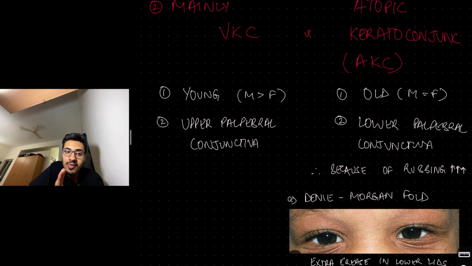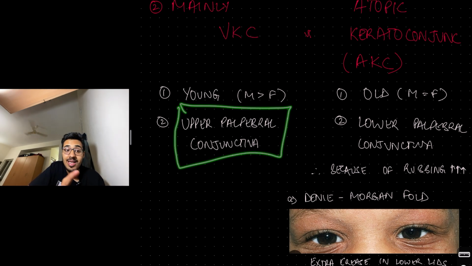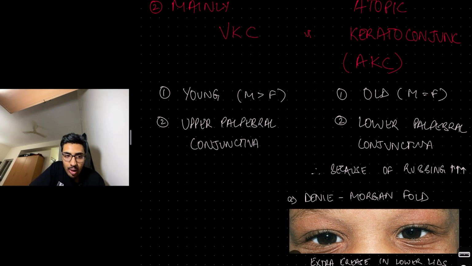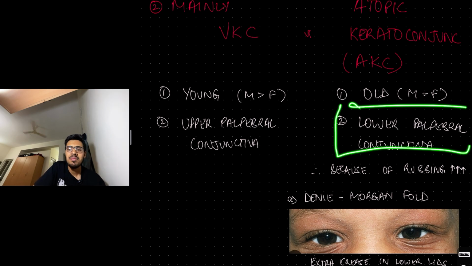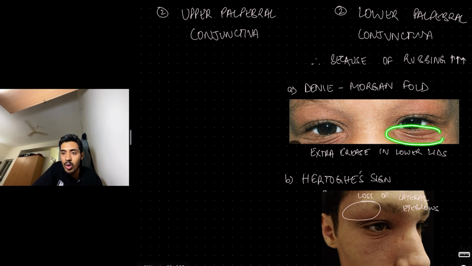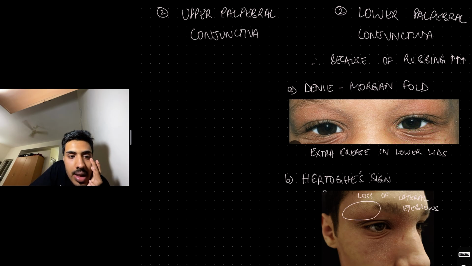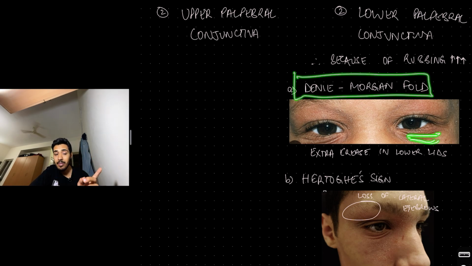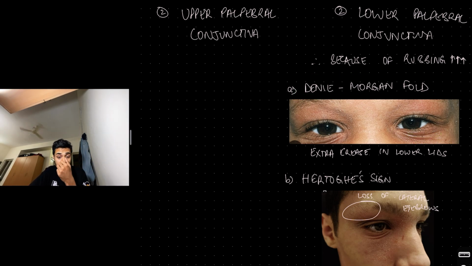VKC, where did I tell? We'll see the papillae in the upper palpebral conjunctiva, cobblestone appearance. In AKC, atopic keratoconjunctivitis, there is more involvement of the lower palpebral conjunctiva. That is why, when the patient keeps rubbing the lower part of the eyelids like this, like this, two things happen. There is an extra crease in the lower eyelid. See, if you look at your eyes, there is just one crease there. But when you start getting these extra creases, then they are known as Dennie-Morgan folds. Dennie-Morgan lines or Dennie-Morgan folds.